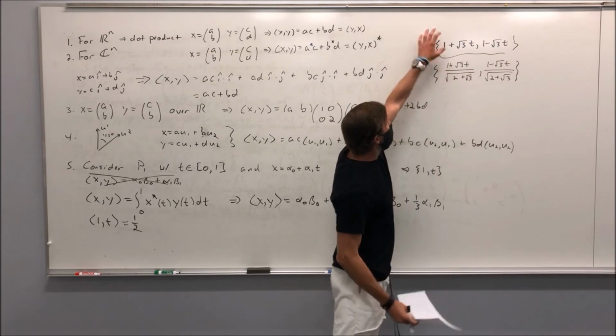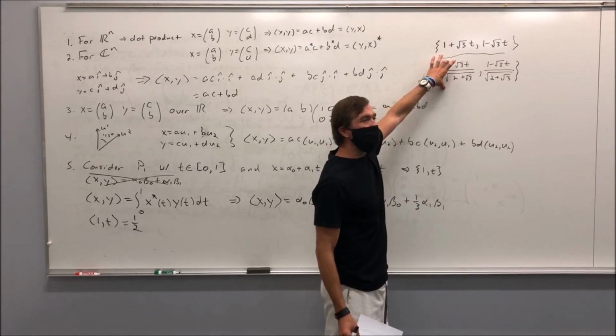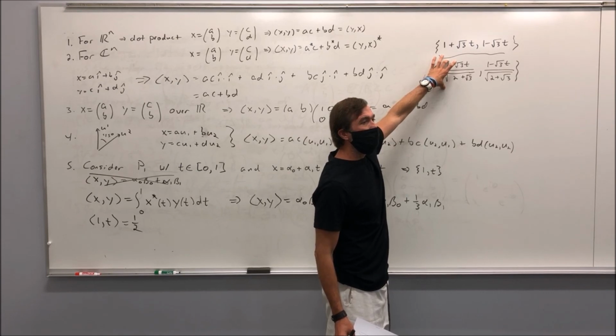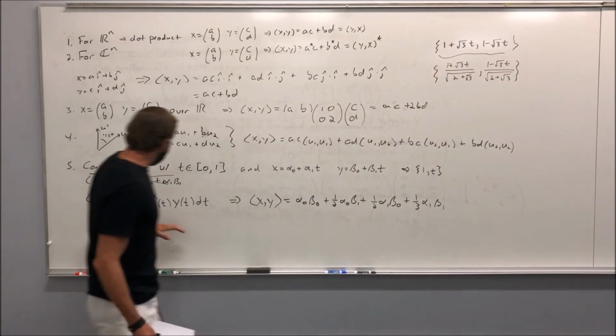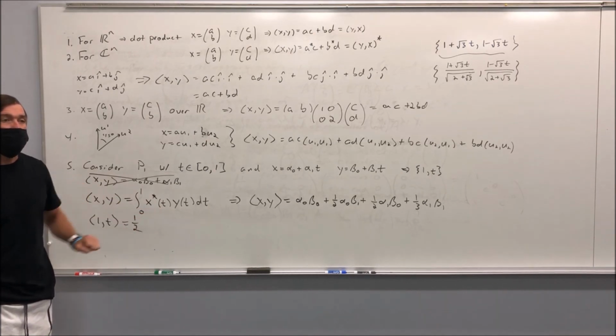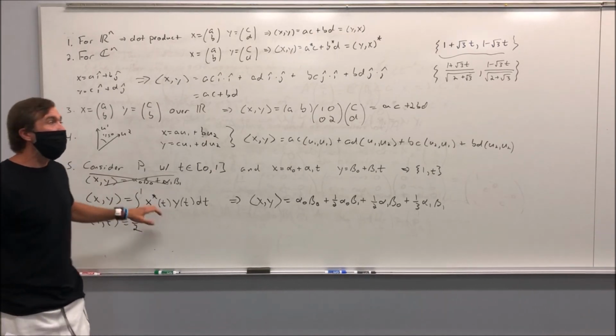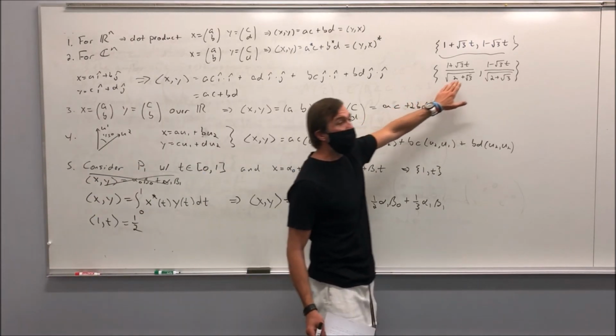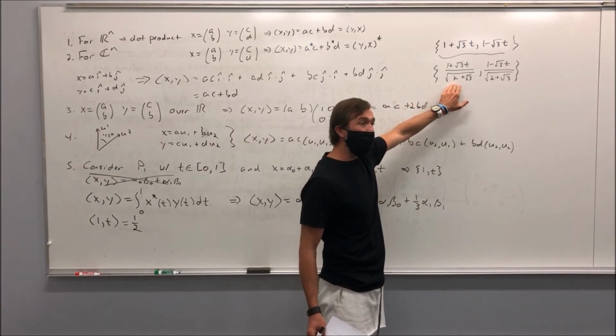So this is an orthogonal basis. This is an orthonormal basis. Okay? It's not obvious, but take the inner product, and you'll get 0. Take the inner product of one of these with itself, and you'll get 1. Okay?